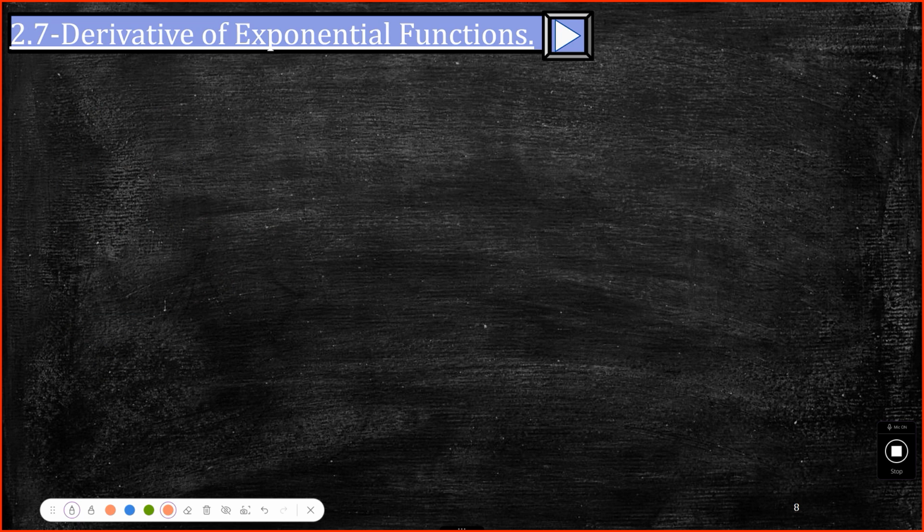Let's move on now to 2.7, derivative of exponential functions. So how can we figure out what the derivative of an exponential function is? What would be the derivative of e to the x?